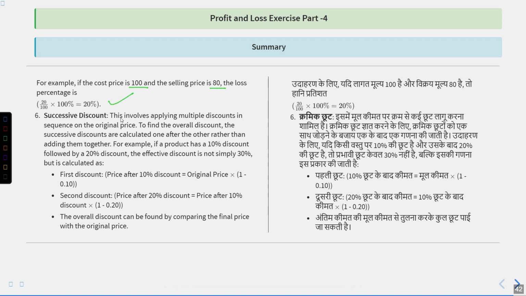What is successive discount? This involves applying multiple discounts in sequence on the original price. To find the overall discount, the successive discounts are calculated one after the other rather than adding them together. For example, if a product has a 10% discount followed by a 20% discount, the effective discount is not 30%, but is calculated as: the first discount is original price multiplied by 1 minus 0.10. The second discount will be the price after the 10% discount multiplied by 1 minus 0.20. The overall discount can be found by comparing the final price with the original price.